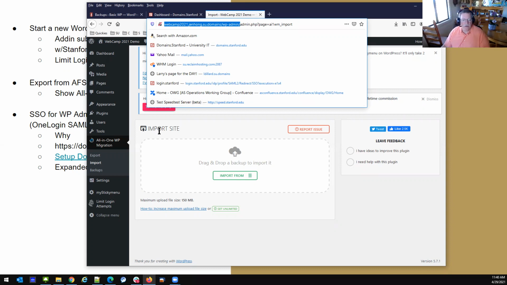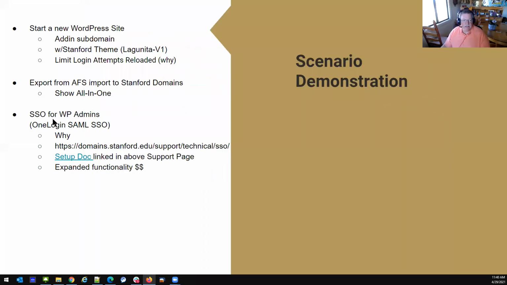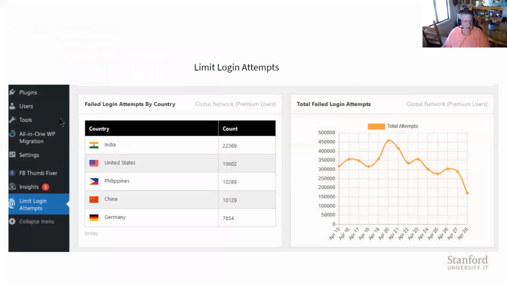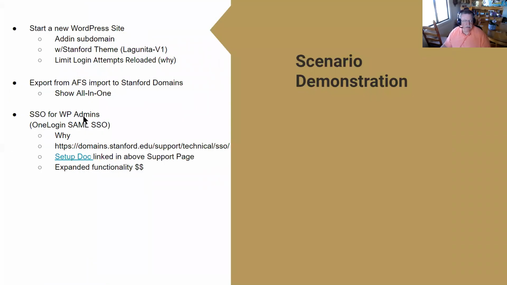So what we strongly suggest is using the SSO for WP admins. And the why is security, and they don't have to maintain passwords. You don't have to reset the password for them. They can't share the password. It's tied to their single sign-on account.